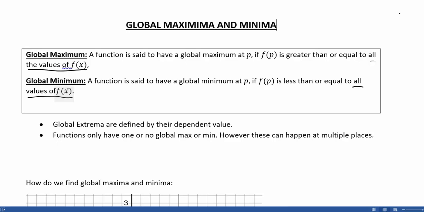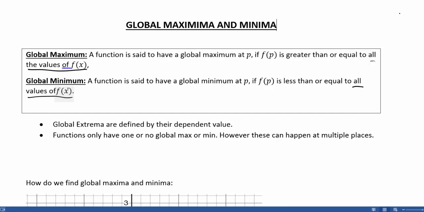Similarly, a function can only have one or no global minimum. So there's either one lowest value or no lowest value. However, you can have a function that hits the highest or lowest value in multiple places. However, there's still only one highest or lowest value.